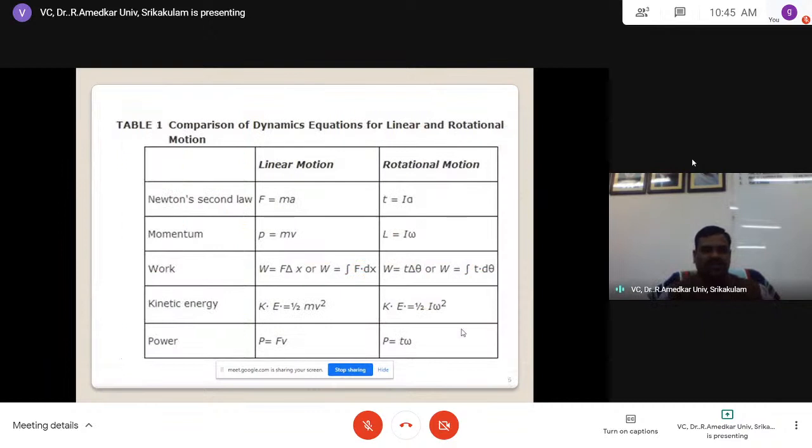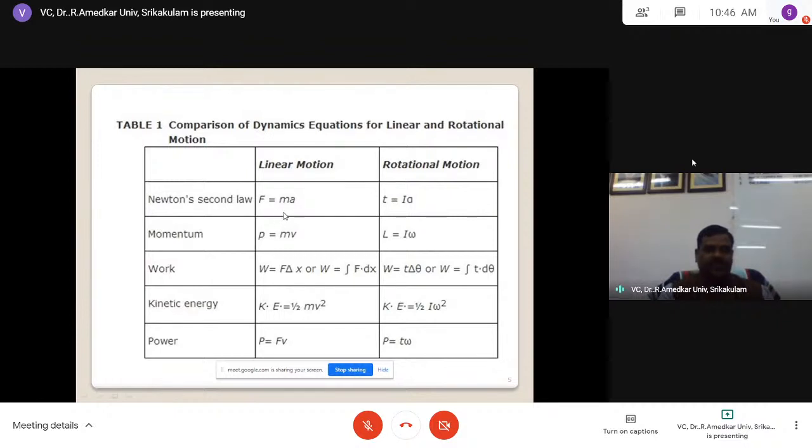Okay, now let us start with linear motion and rotational motion. This slide I have shown yesterday also, but please simply recollect the things; 2-3 slides I am repeating every day. Newton's second law, F is equal to ma, linear motion, that is translation. Here, this is Newton's second law and this is Newton's second law. Both are Newton's laws only.